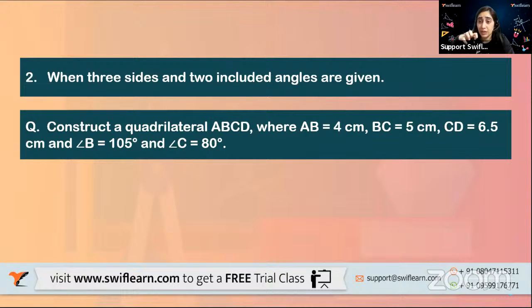So end of the day, what are we using? We are using five things for measuring a quadrilateral. How to draw a quadrilateral? We need five things. Sometimes we are using four sides, one diagonal, right? Sometimes we are using three sides, two diagonals. Sometimes we are using two sides, three angles. Now we are using three sides, two angles. So end of the day, we need five things.